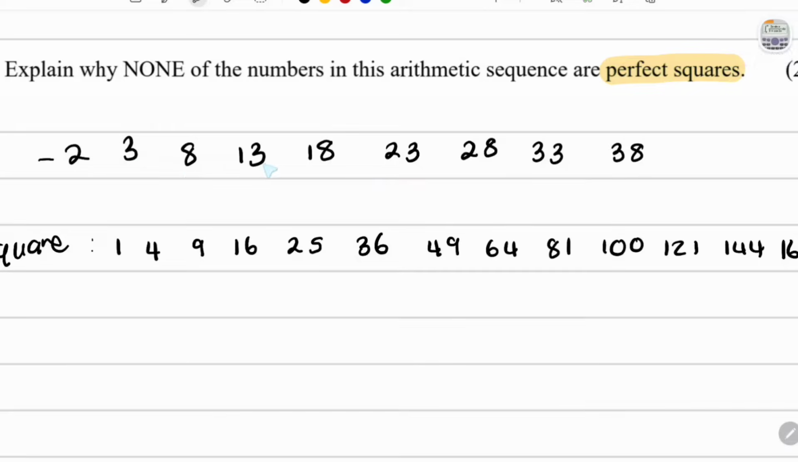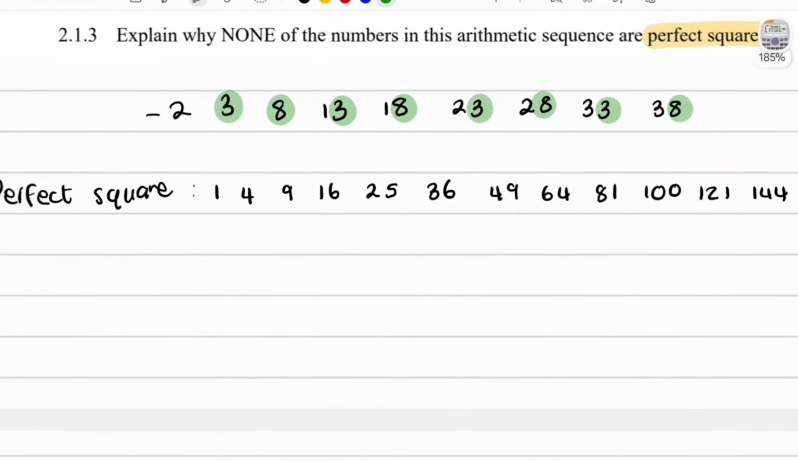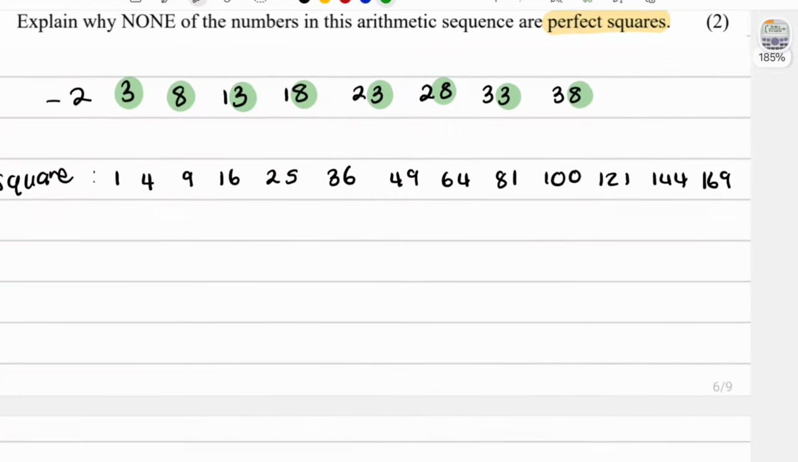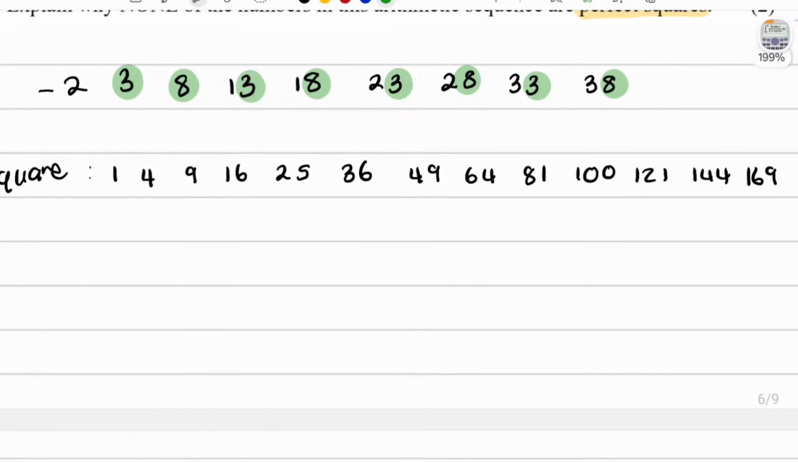-2, 3, 8, 13, 18, 23, 28. Do you notice that all of these numbers, of course, except for -2, all of these numbers end either with a 3 or with an 8? See? 3, 8, 3, 8, 3, 8. And that will just keep happening throughout this sequence. So let's actually go ahead and look at perfect square numbers and find out why exactly none of this would ever be a perfect square, because we can see that these numbers keep ending in a 3 or an 8.